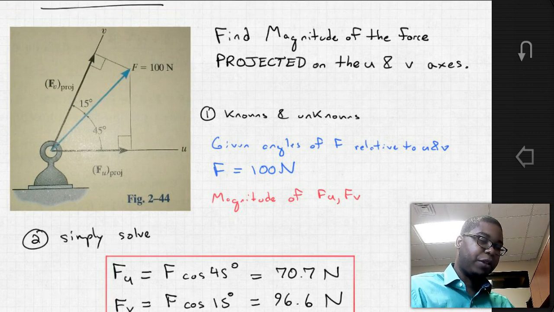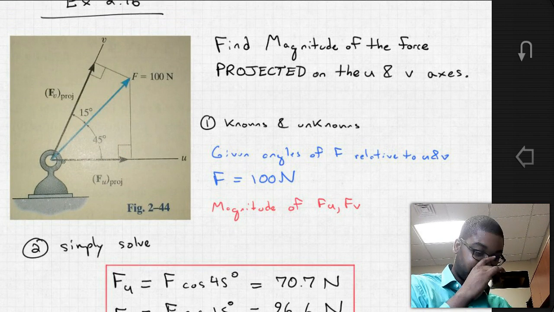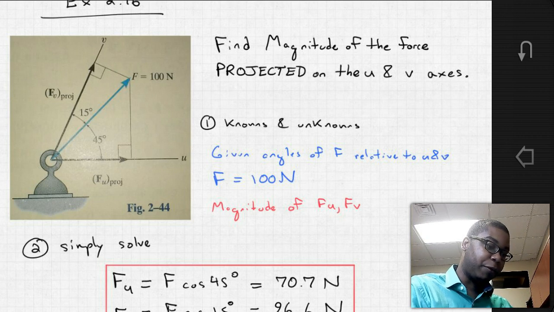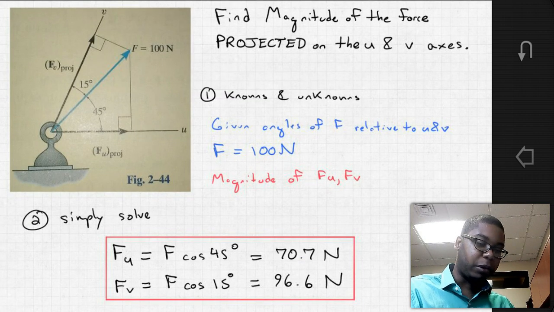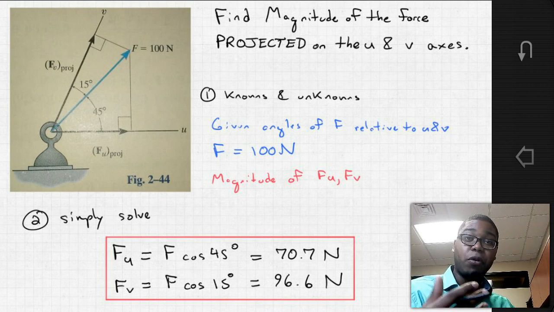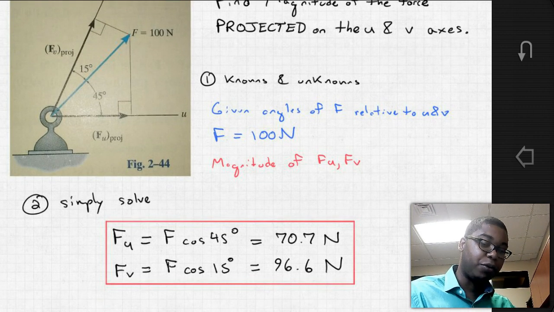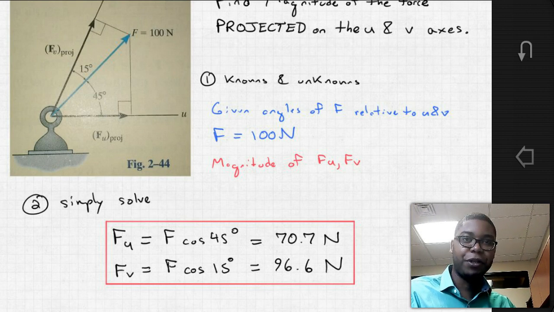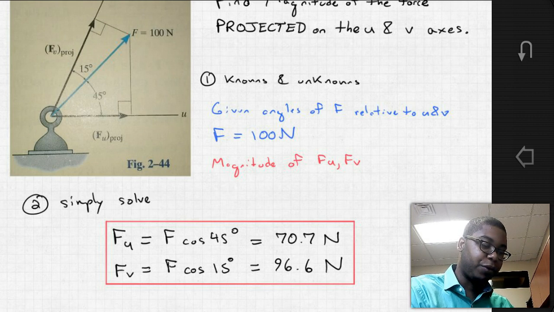If we look at the diagram, we see that we can create a right triangle from the force vector F to the axes of interest, and the force that's directed along the U axis is called the projected force. When we do that, we can simply apply trig, or apply the dot product rule, and we'll find that the force projection directed along the U axis is equal to the magnitude of the force times cosine of 45 degrees, which is 70.7 newtons. We can also do the same thing for the projection on the V axis, where the force projection is equal to the force magnitude times cosine of 15 degrees, which is equal to 96.6 newtons.